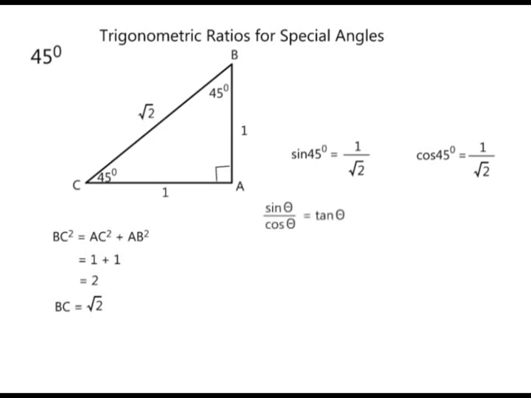But then tan theta we've seen is equal to sin theta over cos theta, and therefore tan 45 degrees is equal to sin 45 over cos 45. That gives us 1 over root 2 divided by 1 over root 2. Then we have 1 over root 2 times root 2 over 1, and that gives us 1. And if you go to the tables of tangents, you will find tan 45 is actually 1.